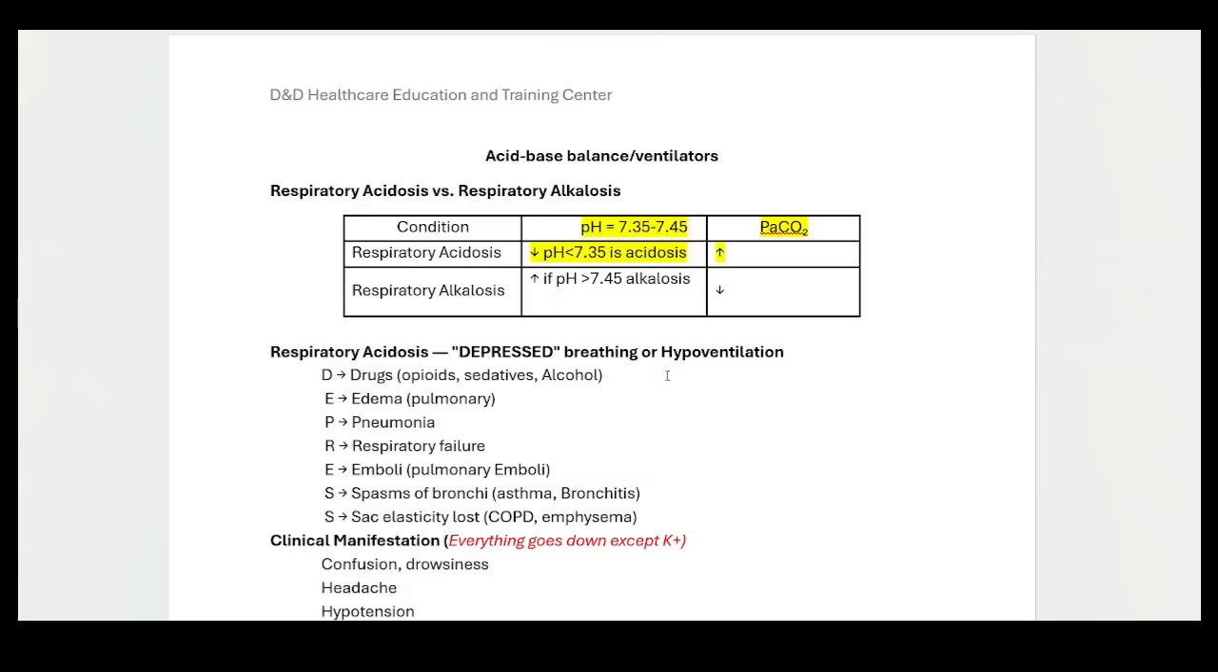Let's look at some of the clinical manifestations that will show up when the patient's carbon dioxide levels are going up. These are things that will alert you to understand that yes, the person's carbon dioxide levels are going up. What are they?